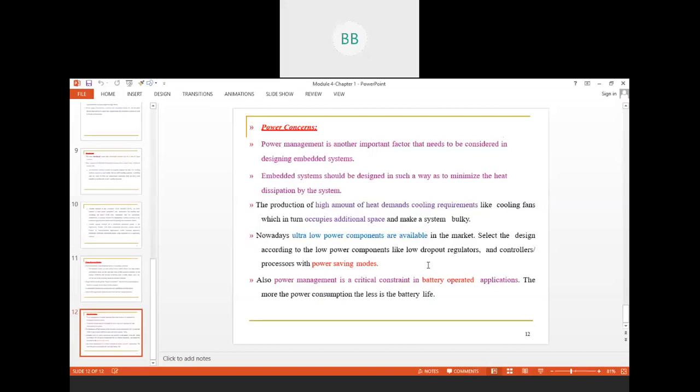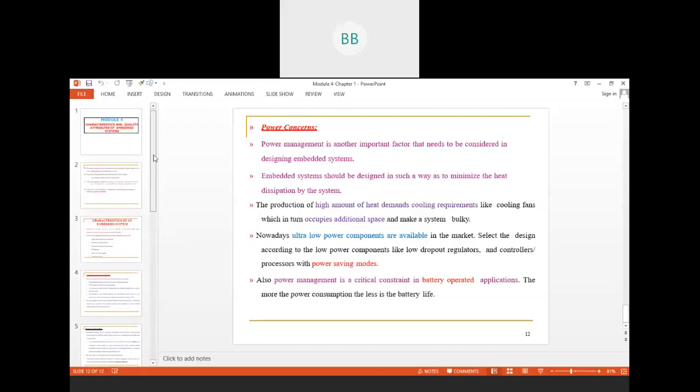If the components are overheated, then we need to use cooling fans to keep the components cool. These cooling fans may take additional space in the system, making the system bulky and heavy. So always use components that consume less power and dissipate less heat to the environment. In the market, there are several ultra low power components available. Use those components and also a processor that works in different power saving modes. So these are the various characteristics that you need to keep in mind while designing the embedded system.